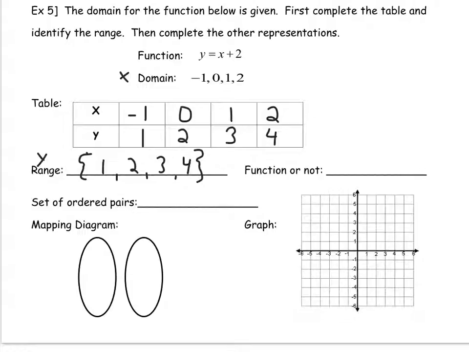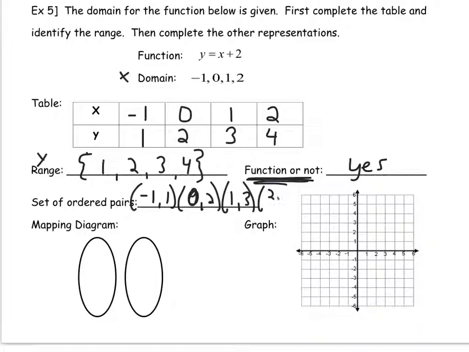Now, is this a function or not? Does each x only have one y? That would be yes. My set of ordered pairs would be -1, 1. Then 0, 2. Then 1, 3. And then 2, 4. Those are my ordered pairs. If I do a mapping, I list my x's: -1, 0, 1, 2. The y's I list here. My mapping, I draw lines. -1 is paired with 1, 0 with 2, 1 with 3, 2 and 4.